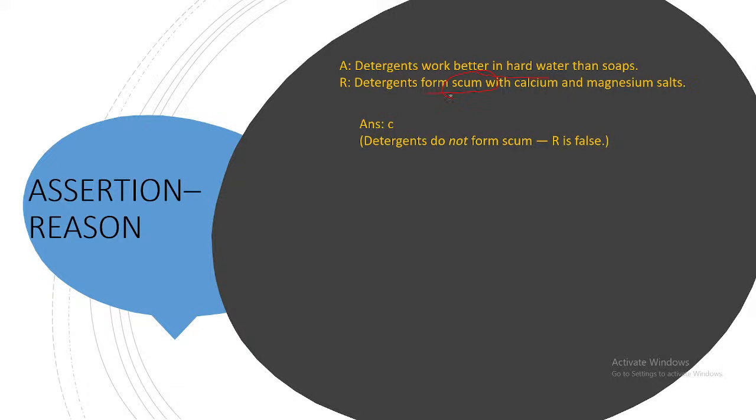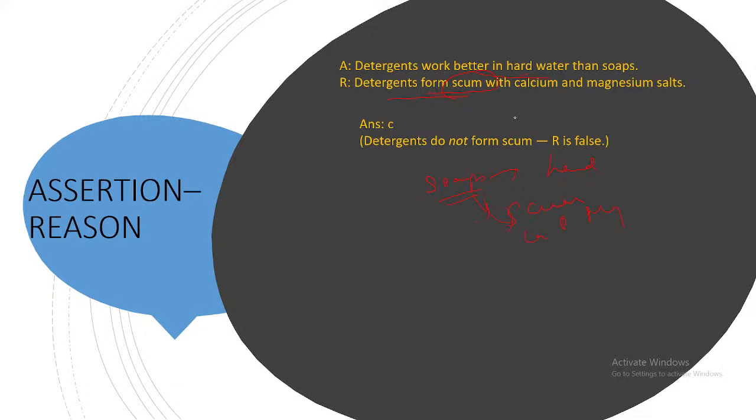Always remember, detergents never form scum. Scum is produced by soaps. Because of that, soaps cannot be used in hard water for cleaning, since soaps form scum of calcium and magnesium salt. Magnesium and calcium salts are present in hard water. Because of that, scum is formed, and as a result soaps cannot do the cleaning action, whereas detergents do not form scum with the salts of calcium and magnesium. That is why it is easier to use detergents where you have hard water rather than soap.